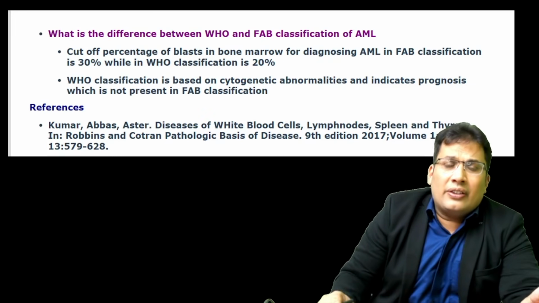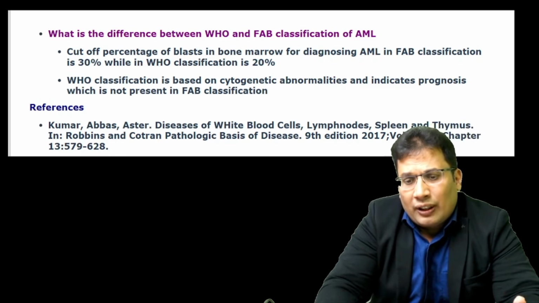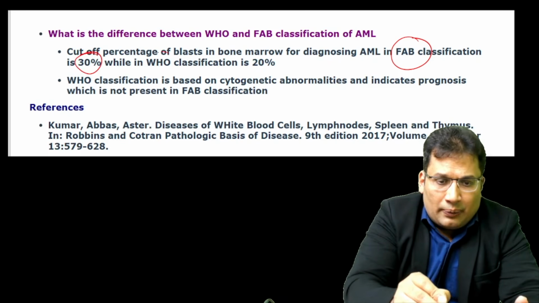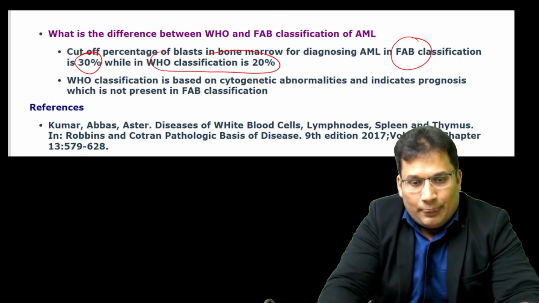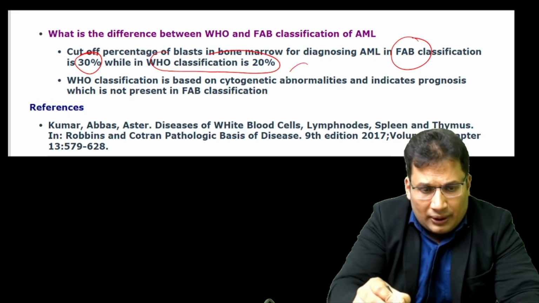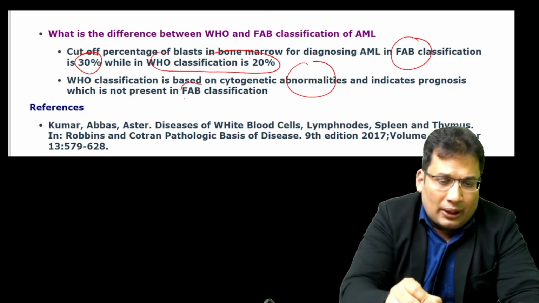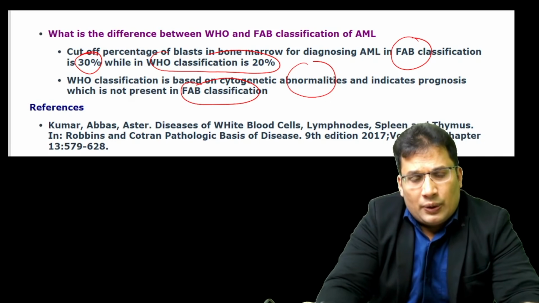The basic difference between the two is the cutoff percentage of blasts in bone marrow for diagnosing AML. In FAB, that is 30%, but in case of WHO it is 20%. So in the question it is given more than 20%. WHO classification is based on cytogenetic abnormalities and indicates a prognosis, which is not present in the FAB classification. So these two are the basic differences between WHO and FAB classification.